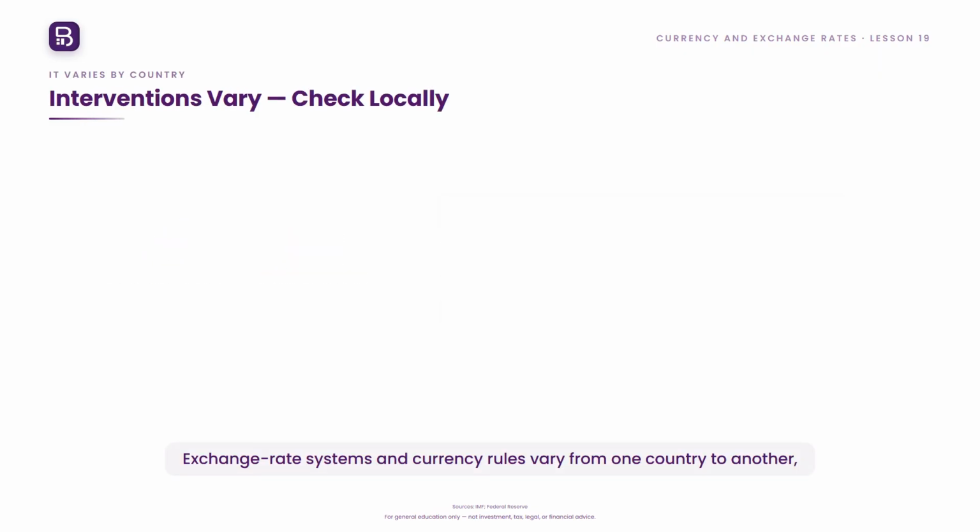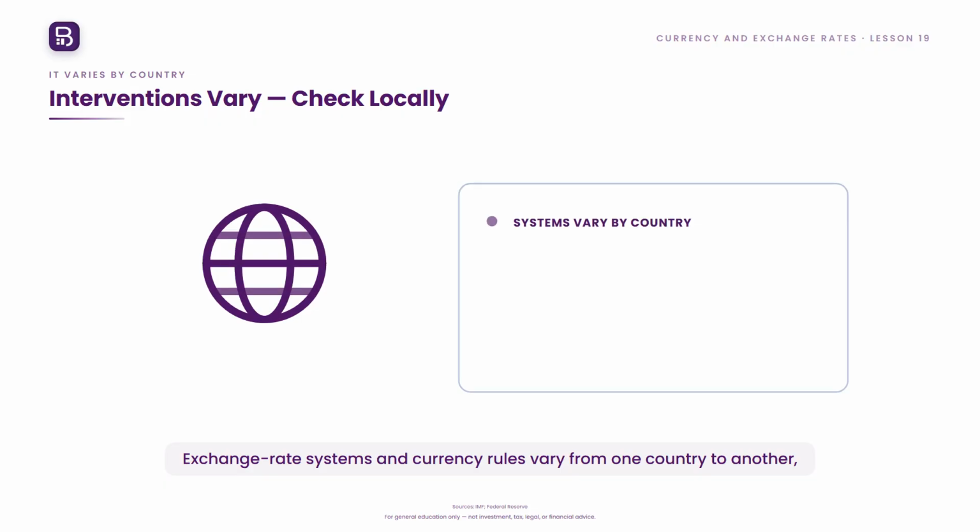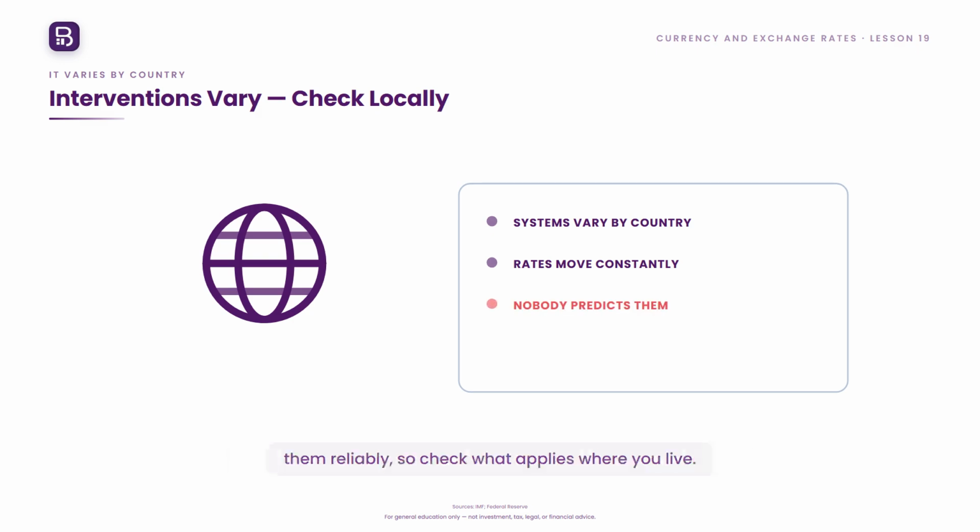Exchange rate systems and currency rules vary from one country to another, and rates move constantly and can change sharply. Many forces push on a currency at once, and nobody predicts them reliably, so check what applies where you live.